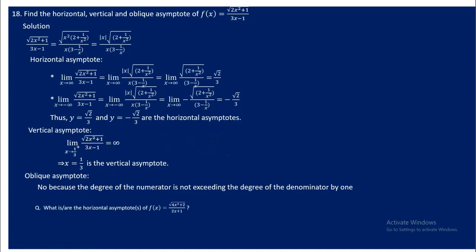Here I just have brought one question for you. As usual, you are asked to find the horizontal asymptote for this particular function.